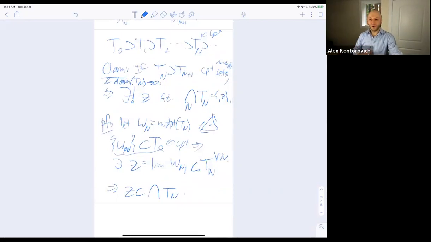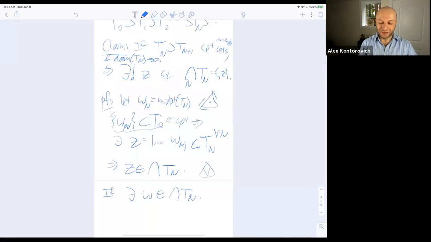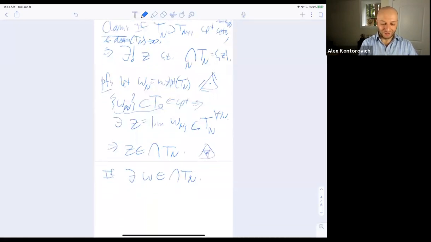Why is it the only limit point? Suppose there exists a W in the intersection of the Tn's. So if you could zoom in somehow and get 2 points in the limit, then the distance from Z to W is less than the diameter. They're both in each Tn.